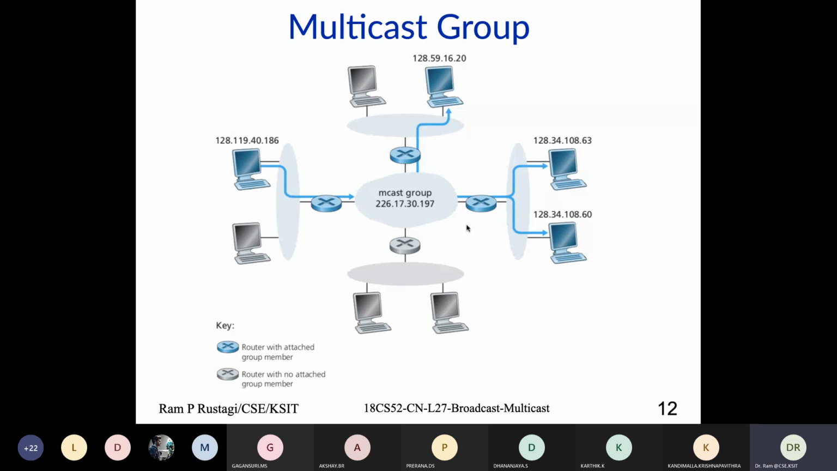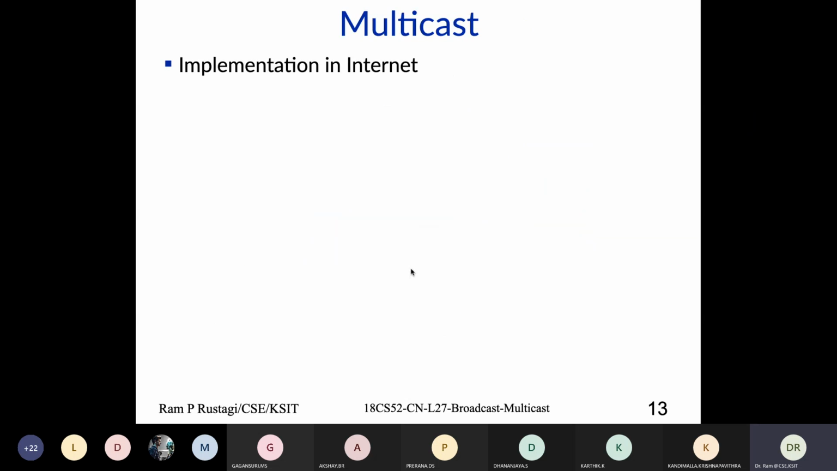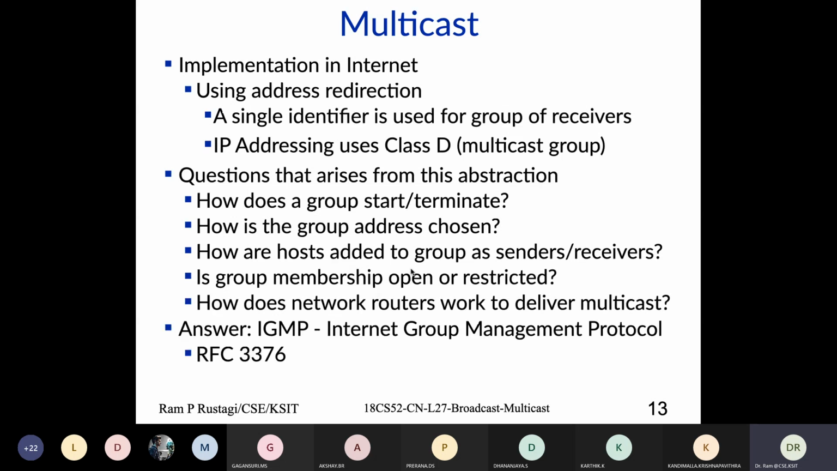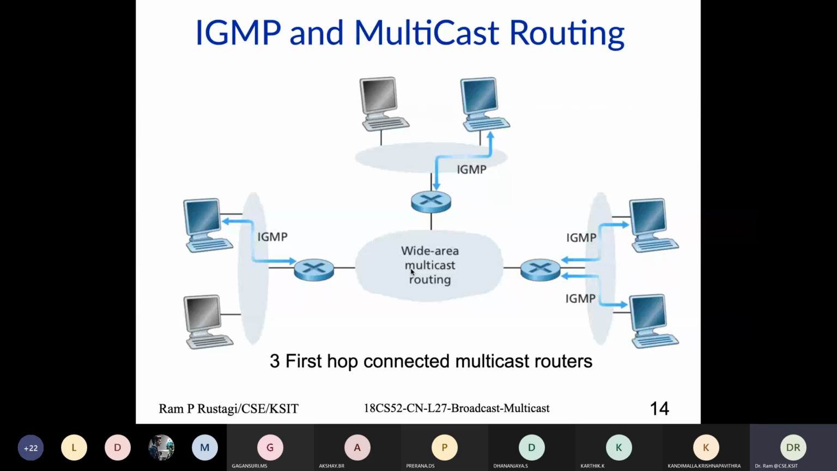But how do these three routers become part of the multicast group when somebody is sending? How do they identify which routers are part of it? So we need a communication protocol mechanism that enables the router to know the host, and another mechanism to identify all the routers which are part of the multicast group. The protocol called IGMP, Internet Group Management Protocol, has the primary job of enabling the router to know the respective machines part of the group.